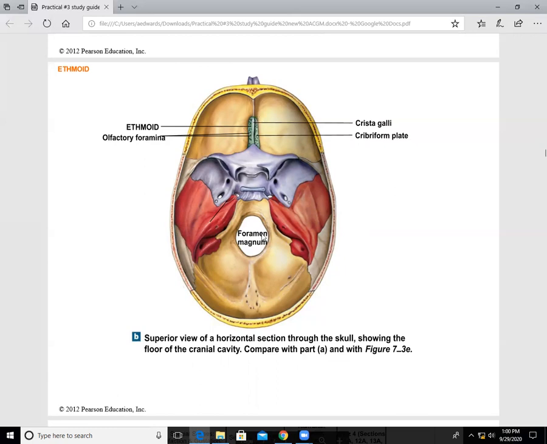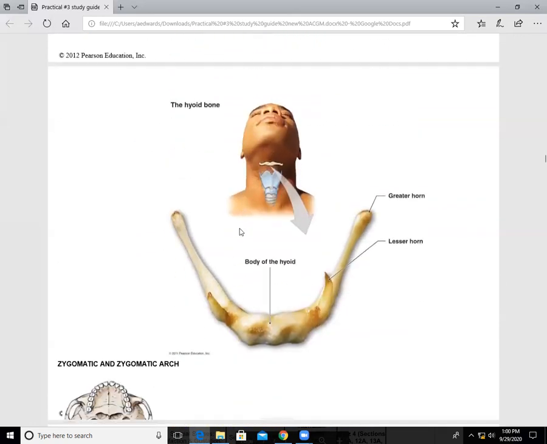Yeah, another view of the foramen magnum. There's that hyoid bone. Again, that's the only bone that doesn't touch other bones. Okay, it's connected by connective tissue. It has two horns on either side, a greater horn and a lesser horn.